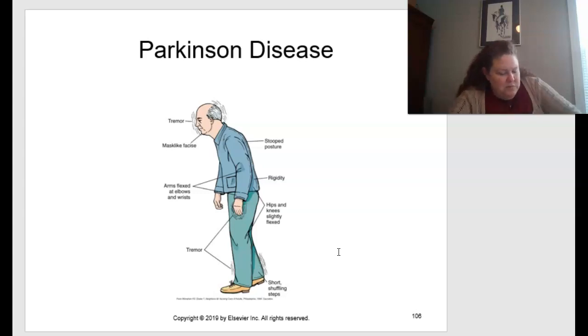So this is figure 14.30 showing the stereotypical presentation of Parkinson's. So you can have the tremor, you can have mask-like facies, right? You can have that stooped posture, you can have like a rigid spiny back, you can have your hips and your knees slightly flexed. The arms and elbows are flexed at the elbow and the wrist. You can have tremors in your hands and your legs, and then you have the short shuffling steps.